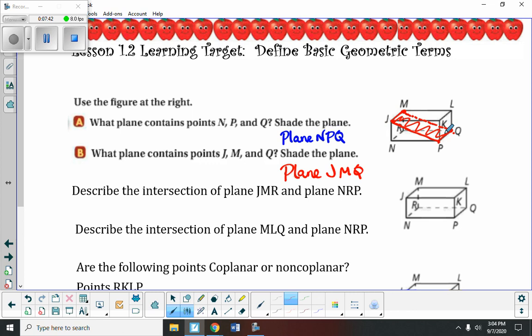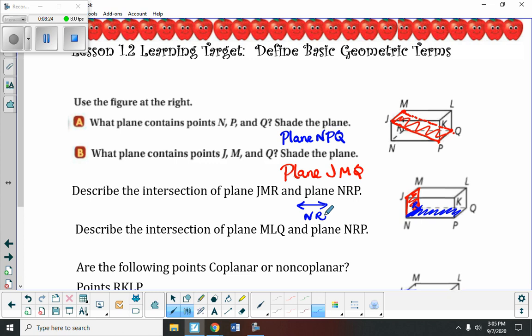Let's look at the next question. It says, describe the intersection of plane JMR. So JMR, all right, that's this side right here, and plane NRP. So NRP is this right here. Here's the R back here. So it's basically, we're talking about the side and the bottom of the box. Where do they intersect? They intersect right here, which is a line. So the intersection, we want to use a little line symbol, would be line NR.